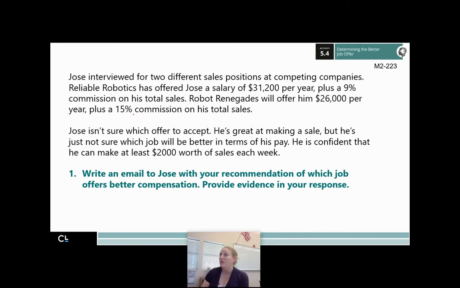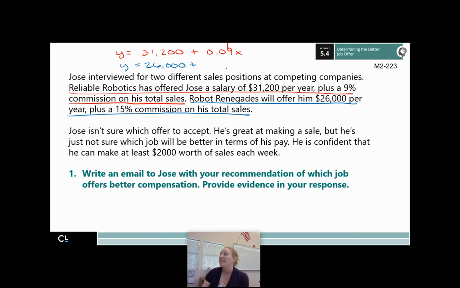So again, I am starting us off with a sentence equation for each one of these. So Reliable Robotics, they're saying that he's going to get $31,200 per year in salary plus 9% commission. So that's 0.09 times X. But of course, we have the competitors. So Robot Renegades is going to offer him $26,000 per year plus 15% commission on sales. So again, he gets a better commission, but a less salary.